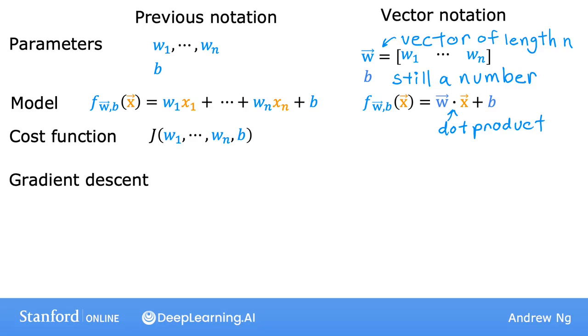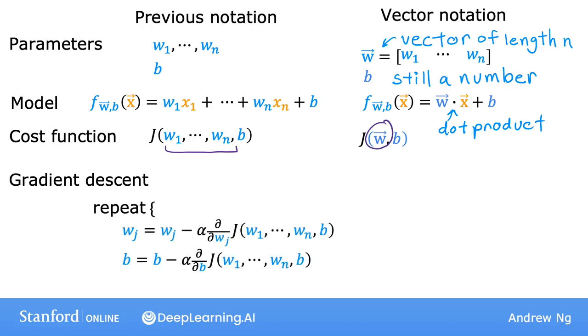Our cost function can be defined as J of w1 through wn comma b, but instead of just thinking of J as a function of these n different parameters wj as well as b, we're going to write J as a function of parameter vector w and the number b. So this w1 through wn is replaced by this vector w. And J now takes as input a vector w and the number b and returns a number.